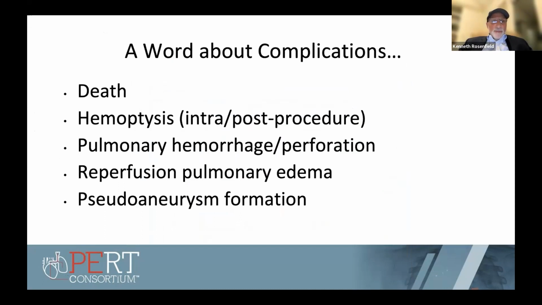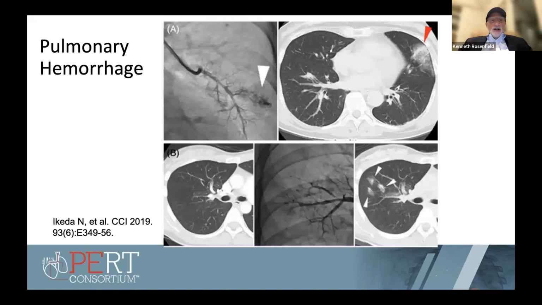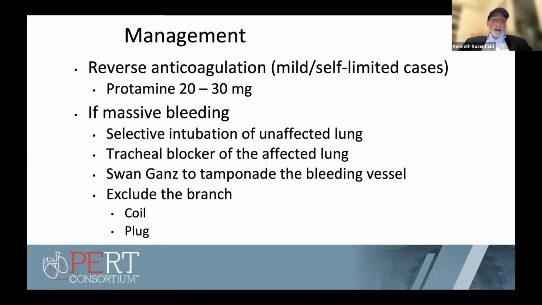A word about complications. Death happens. I know of it. I've seen it. I've not had one, but I can tell you I know a couple of my friends have. Hemoptysis, you will see it. You need to know how to deal with it. And pulmonary hemorrhage. I've had to coil a couple of people. I've had to balloon a couple of people, prolonged balloon inflations, and so on and so forth. You need to know how to deal with these things. This is pulmonary hemorrhage. It's not a good thing. You need to know what it looks like.